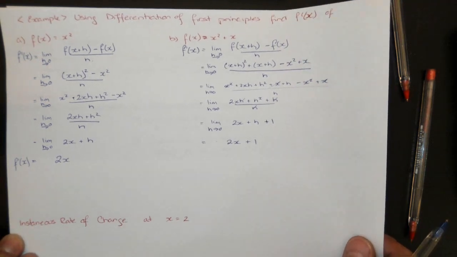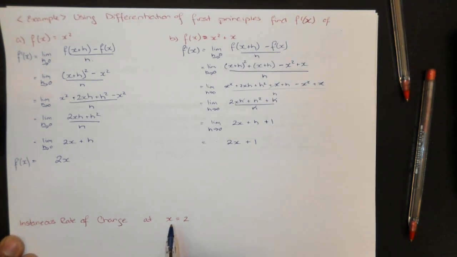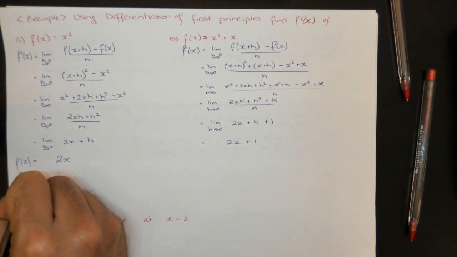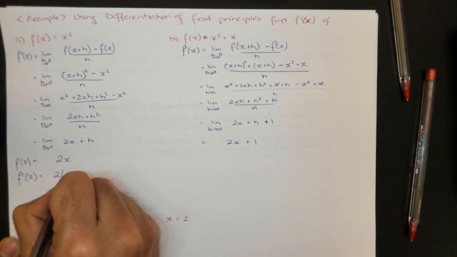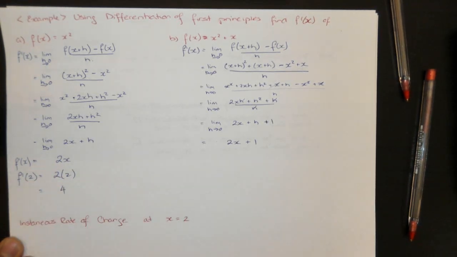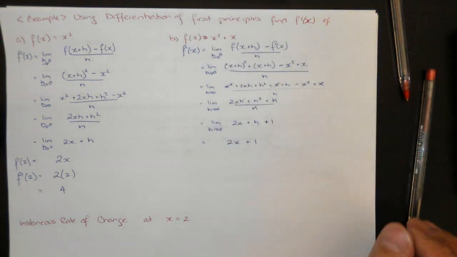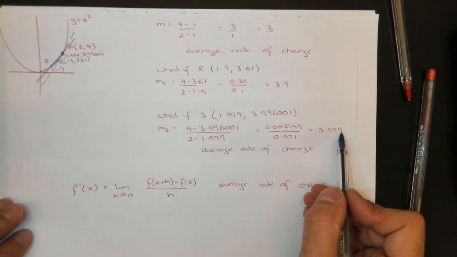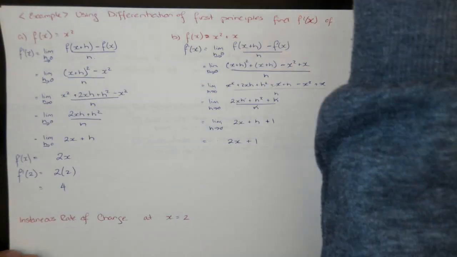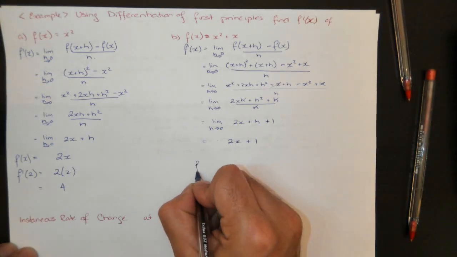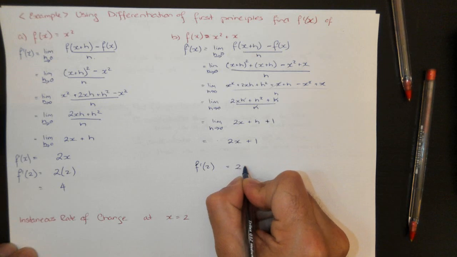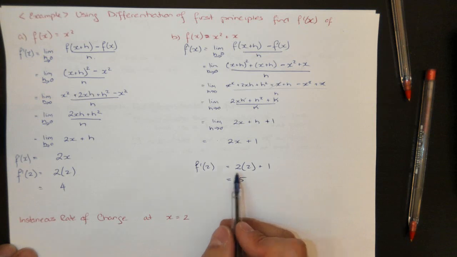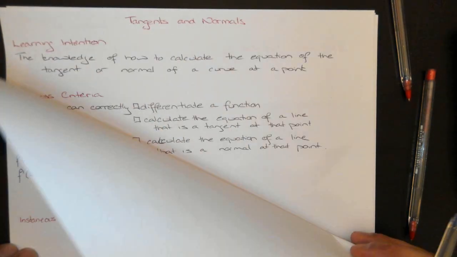Okay, so if we want to find the instantaneous rate when x equals 2, we want to find f dash at 2. So when we substitute 2 into 2x, we get an instantaneous rate of 4, and that is what we found by doing the difference quotient. If we wanted to find it for this one, we plug in 2, so we get 5, and that's the instantaneous rate at that point for this function. Okay, thank you very much.